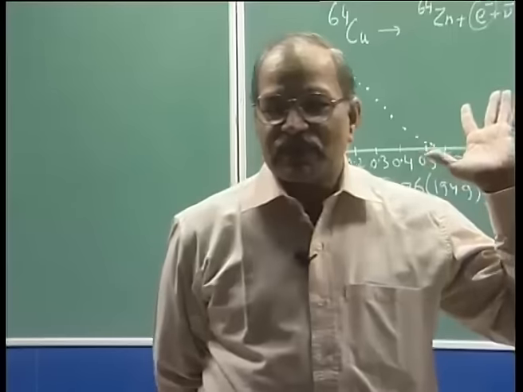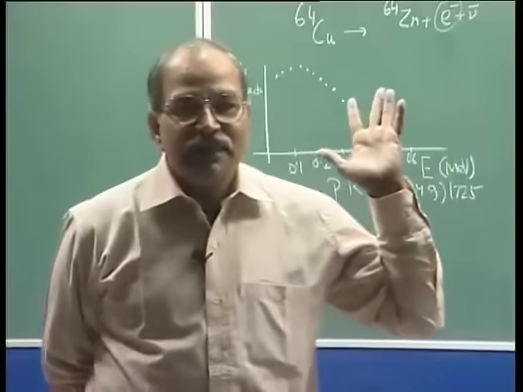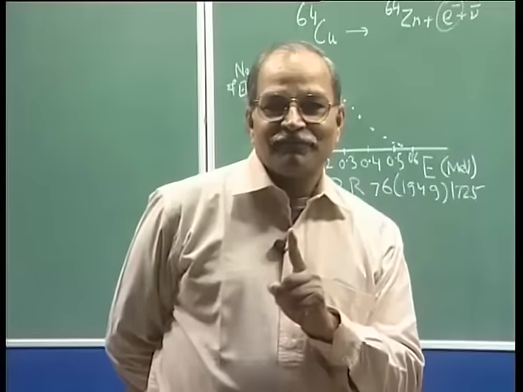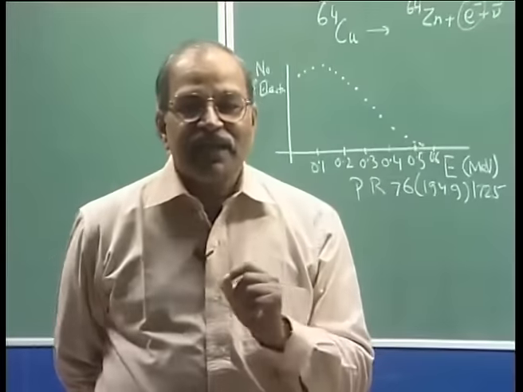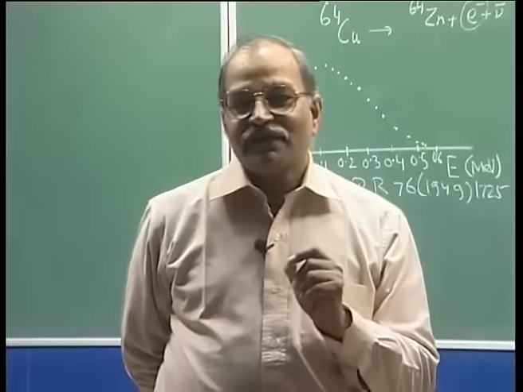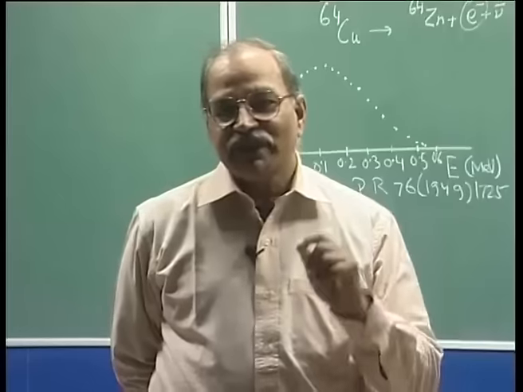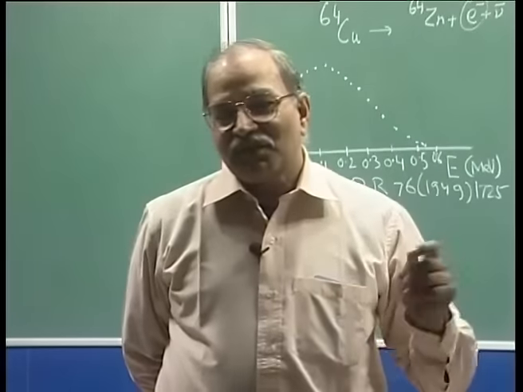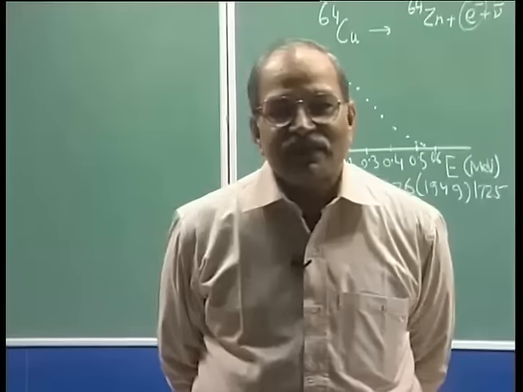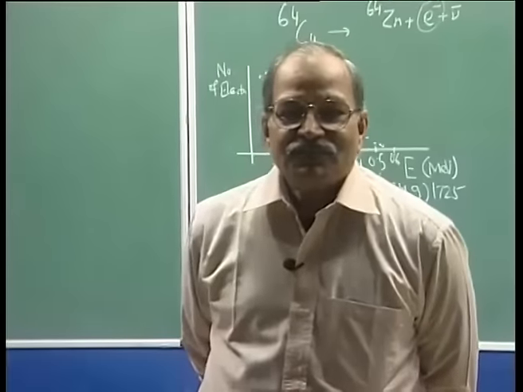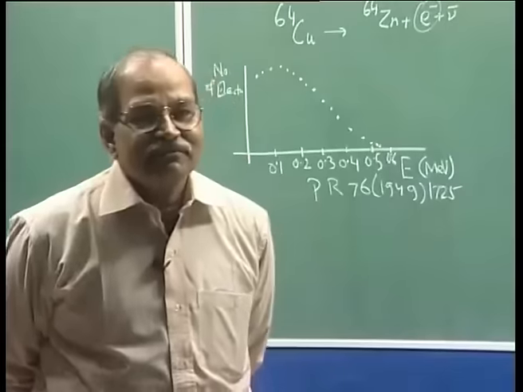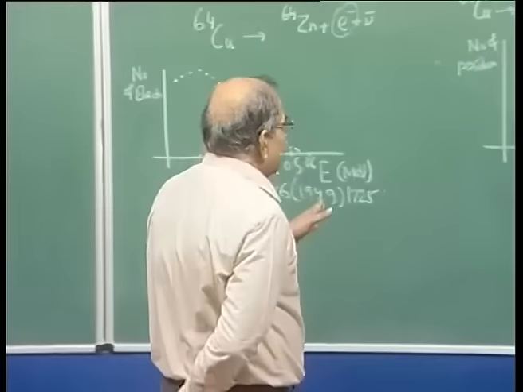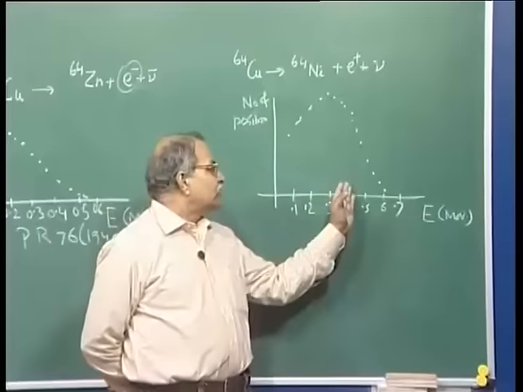So, this was a big puzzle at that time, when finally Pauli suggested that perhaps there is a third particle, a neutral, very light, small particle, which is coming out together with this beta and sharing the energy. Later on, that particle was named by Fermi as the neutrino, and experimentalists finally found that neutrino. So, that is fine, the neutrino is taking the remaining energy.